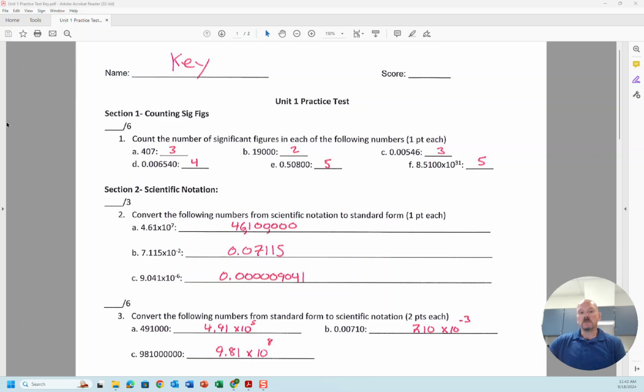I just want to take some time and go through the answers to this practice test. The key is posted, so you can just look at the key, but I just wanted to make a video to kind of maybe just explain some things. So if you're looking at the answers on the key and you don't know why that's the right answer, this is just going to give you a little bit more of an explanation to the answers.